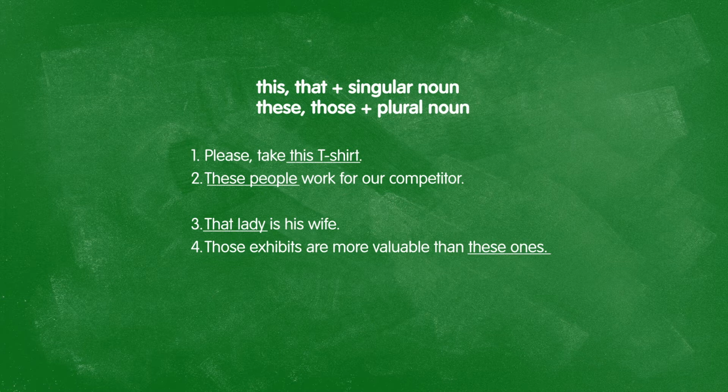But if I say these people work for our competitor, I'm talking about more than one person. I'm talking about people. So I say these. Next, that lady is his wife. Now, I'm only talking about one lady, so I use that. But if I say those exhibits are more valuable than these exhibits, I'm talking about those exhibits, plural, over there.